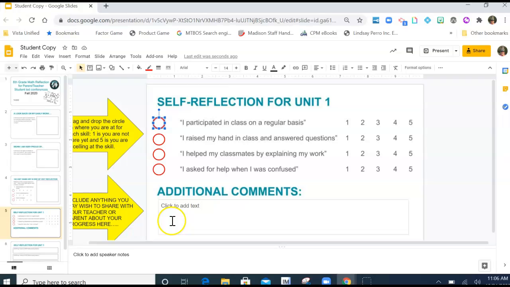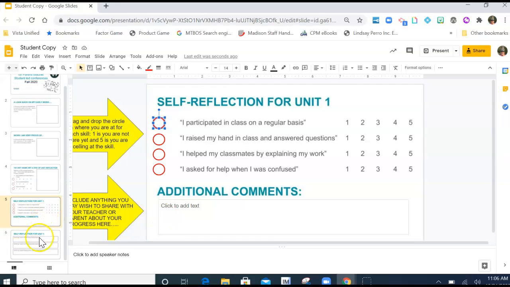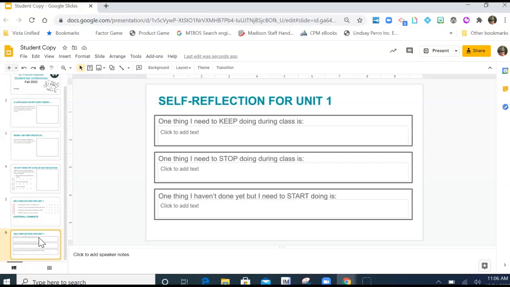And then down here at the bottom, I want you to type in anything additional that you wish to share with your teacher or your parents about your progress in math so far. On the last slide, I want you to reflect on some things that you are doing in class and things that you shouldn't be doing in class, and maybe things you need to start doing.